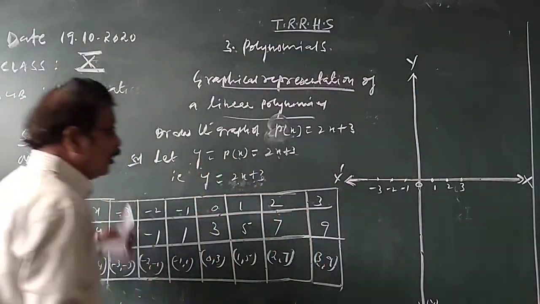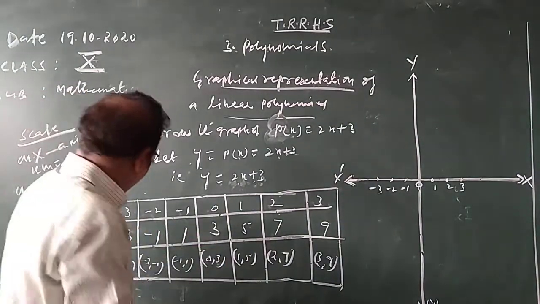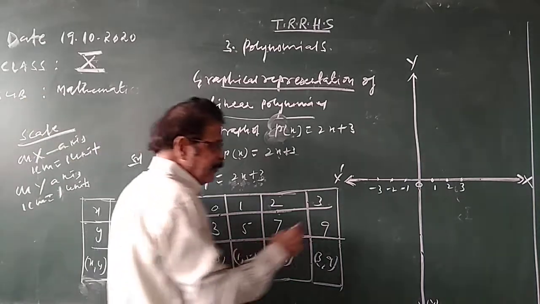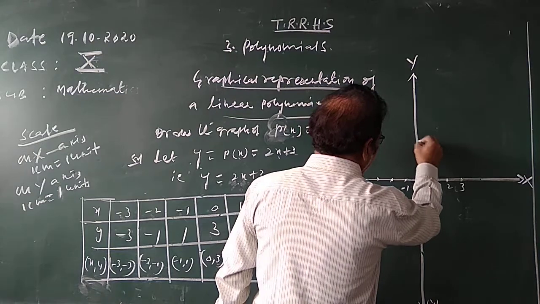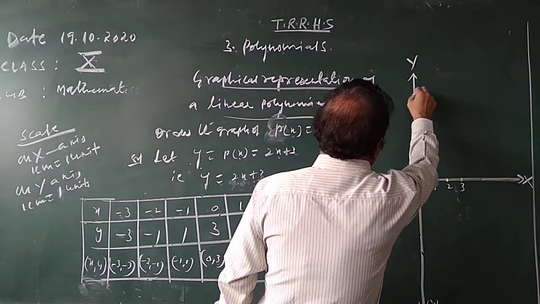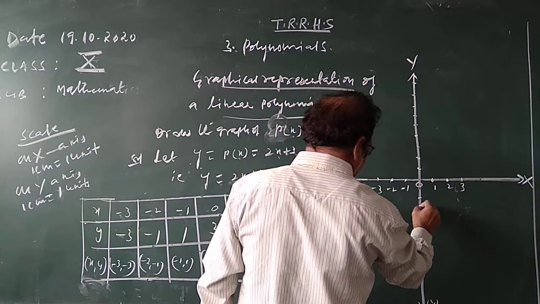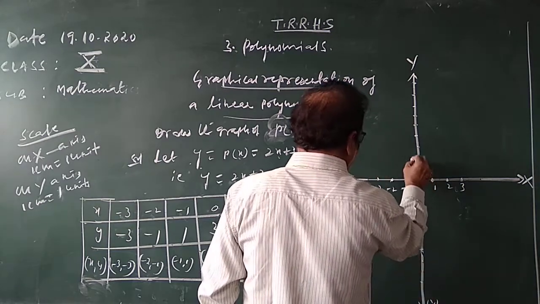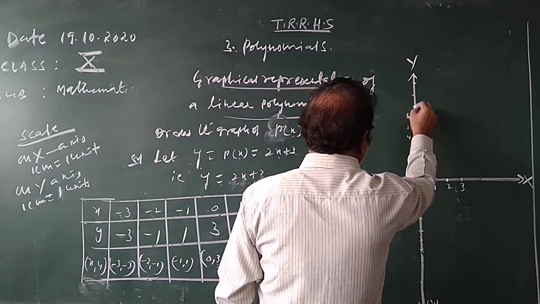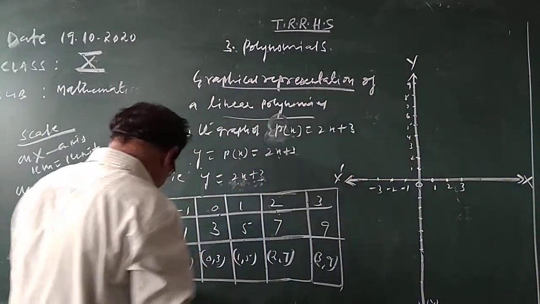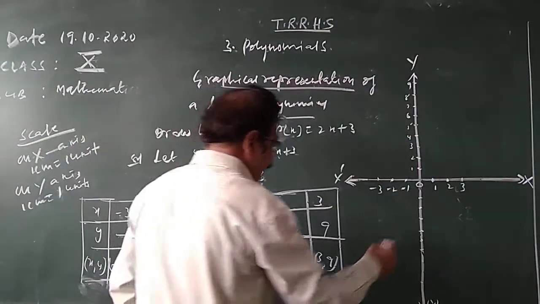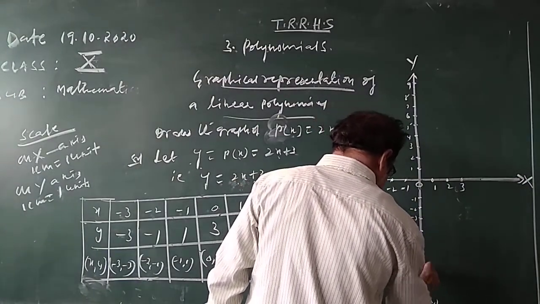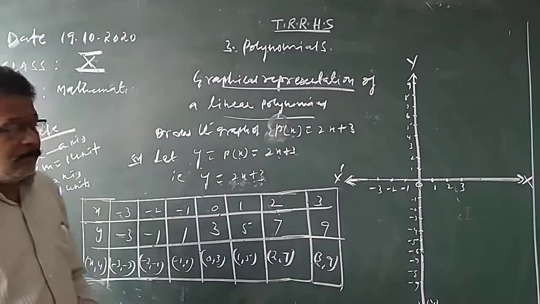For the scale, you take 1 unit on the y-axis as 1 centimeter. Mark 1, 2, 3, 4, 5, 6, 7, 8, 9. For negative y values, the lowest is minus 3 only, so we mark minus 1, minus 2, minus 3, and so on. Now plot all these points and join them.